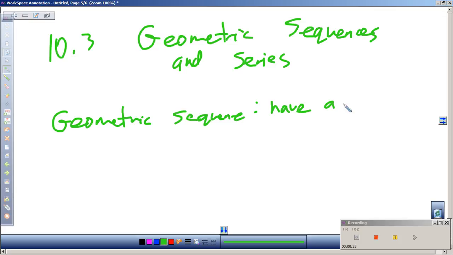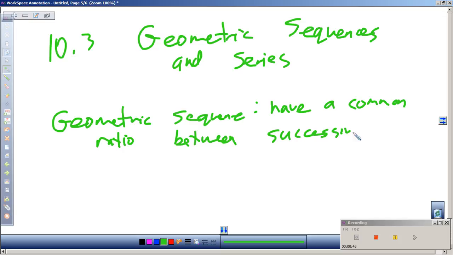they have a common ratio between successive terms. Meaning, if I take one term and divide by the previous term, I get some constant.